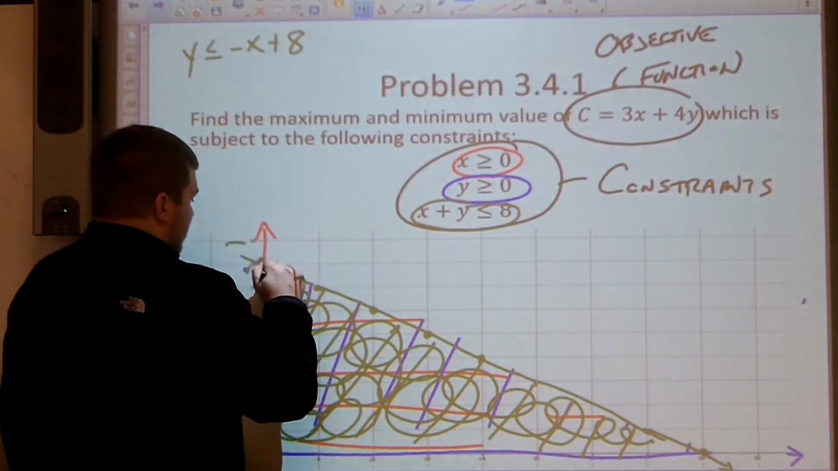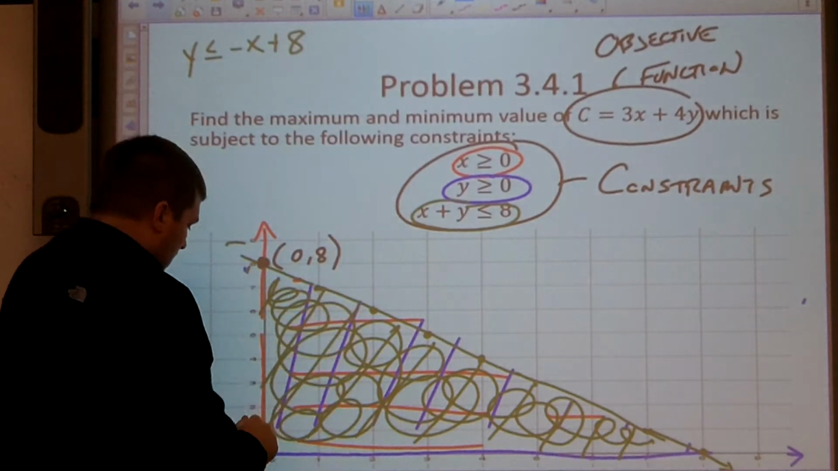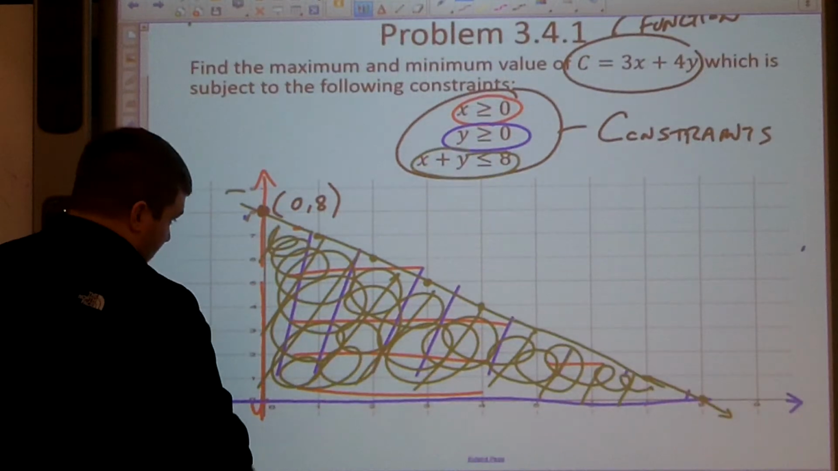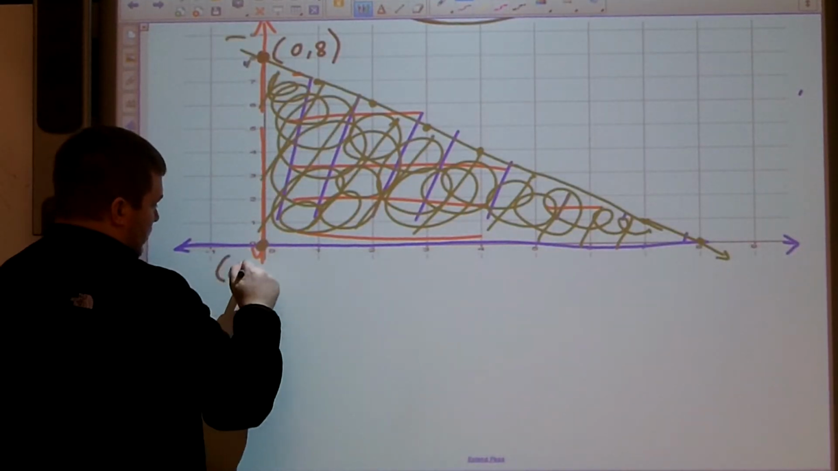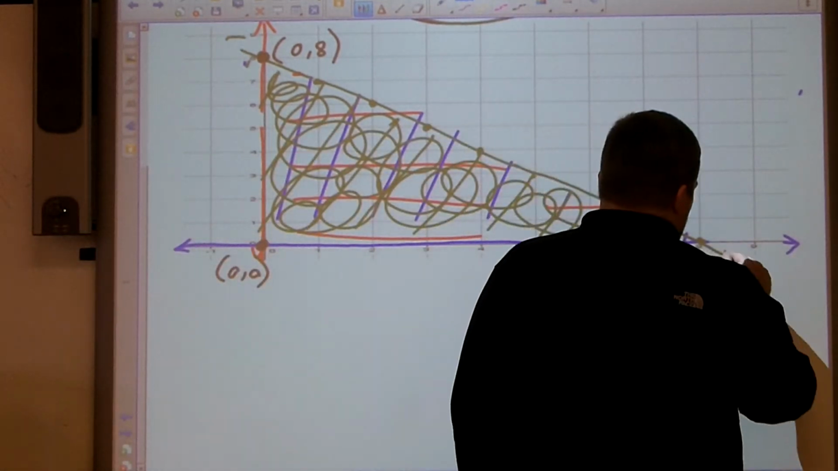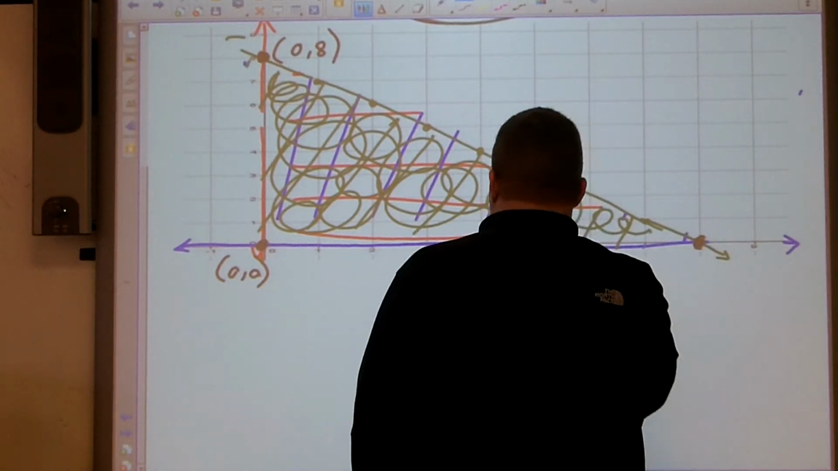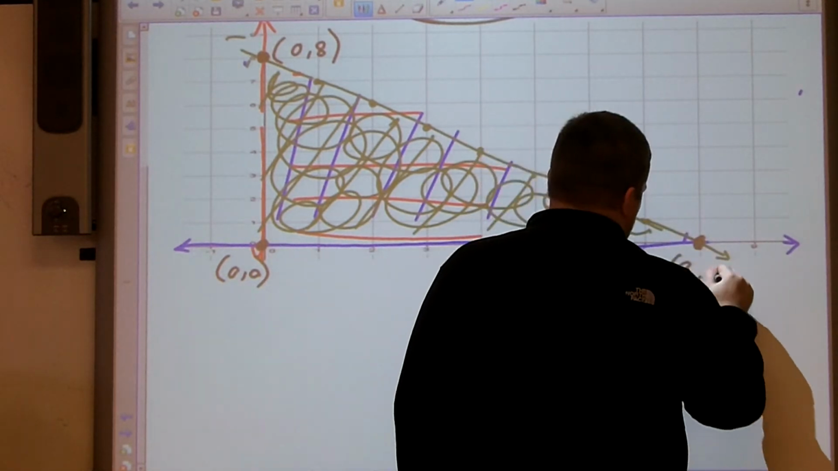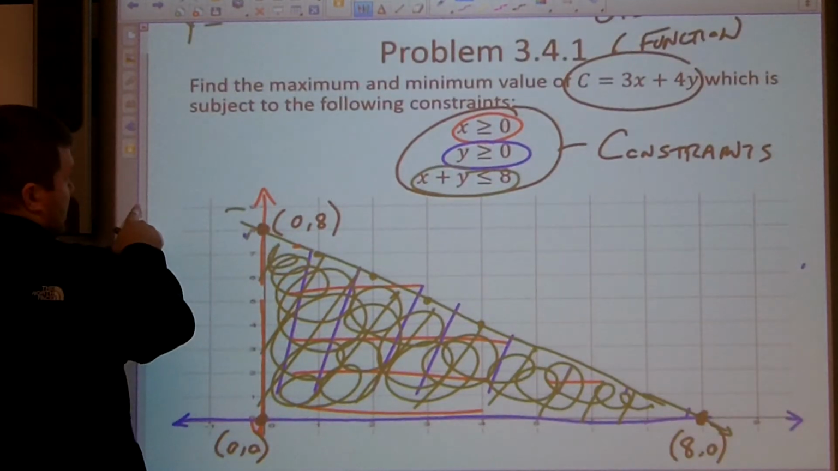So I have a vertex right here at (0, 8). Let's come up and give me a little bit more room. I have a vertex right here at (0, 0). And I have a vertex right here at, looks like, (8, 0). So I have 3 points I want to test. And each one of these points is an x and a y.